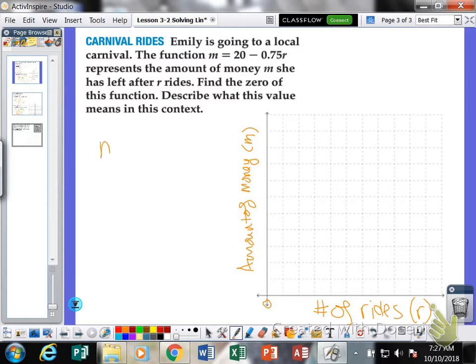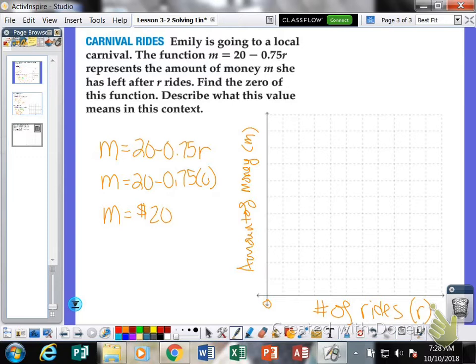So let's substitute: M equals 20 minus 0.75 R, and M equals 20 minus 0.75 times 0. So if she went on no rides, how much money does she have? She has $20. So then we need to think about this. What does that mean? If she goes on no rides, the total amount that she has is $20. She has no more than that. So she has $20 total.